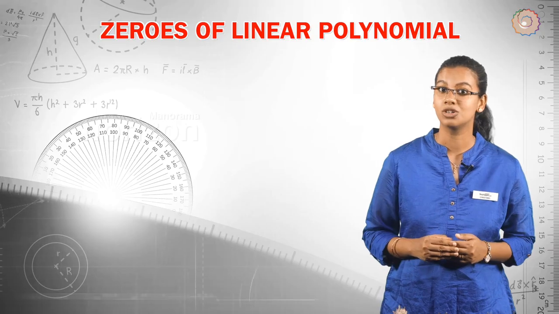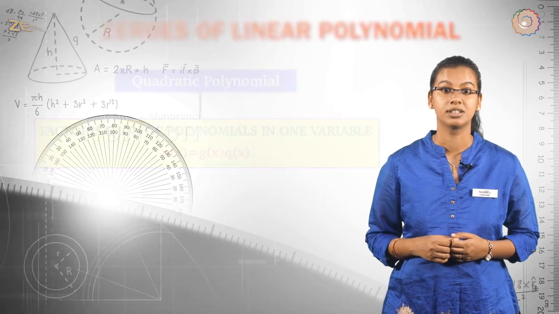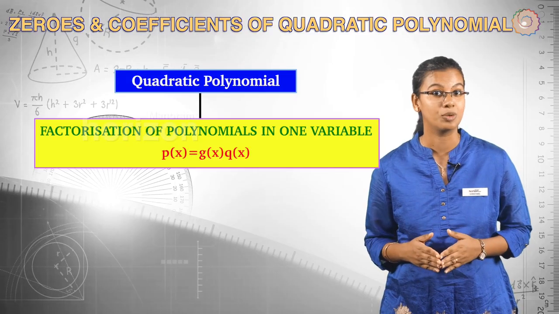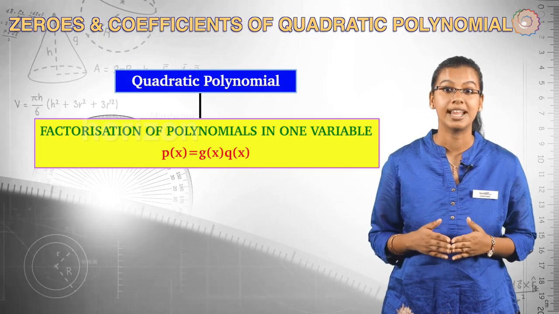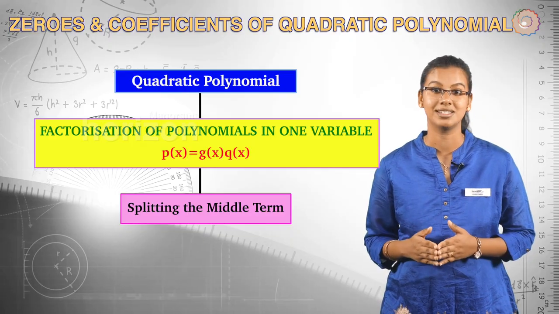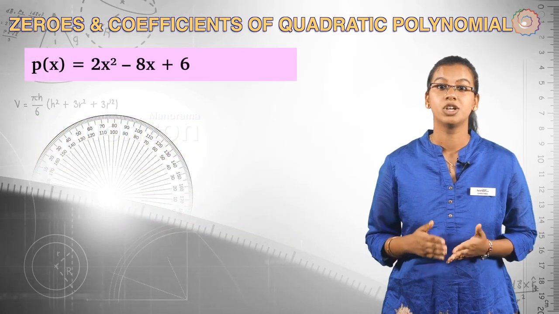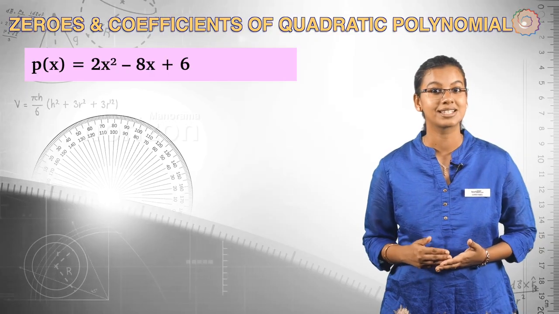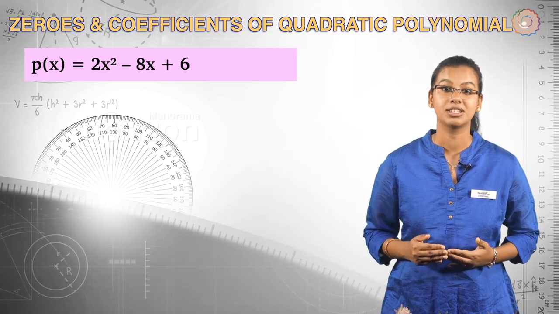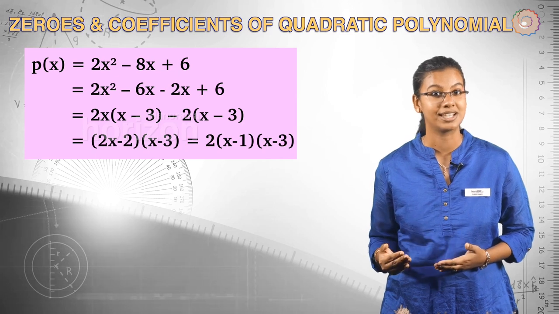But what about the zeros of quadratic and cubic polynomials? Let's find out. For a quadratic polynomial, to get the zeros, at first we need to factorize by splitting the middle term. For example, the polynomial p of x equals 2x square minus 8x plus 6 can be factorized to 2 into x minus 1 into x minus 3.